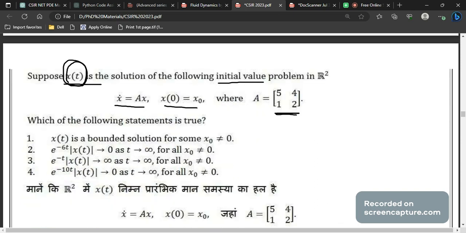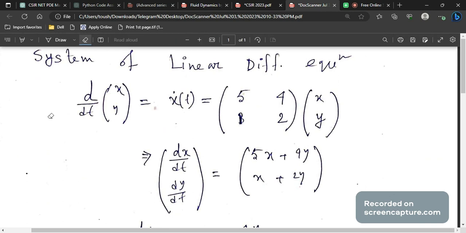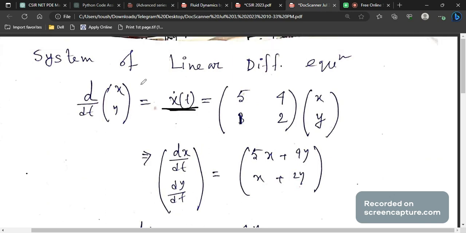Now see, why I am saying first of all that this is a system of differential equation. If you write this x dot equal to Ax, then you will get the form like this. So suppose this is your x dot. I am writing just for convenience x dot(t) equal to dx/dt and dy/dt. Okay, and your x dot is A into x. So your A was 5 4 1 2 and x I am writing as (x, y). If you write this, then what will it give? It will give 5x plus 4y, and in the next row it will give x plus 2y, right?